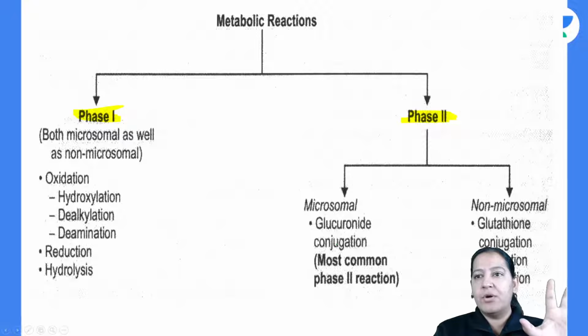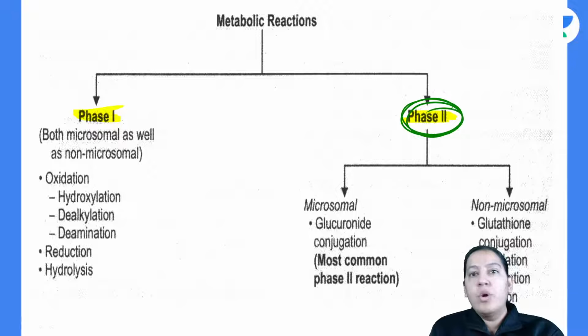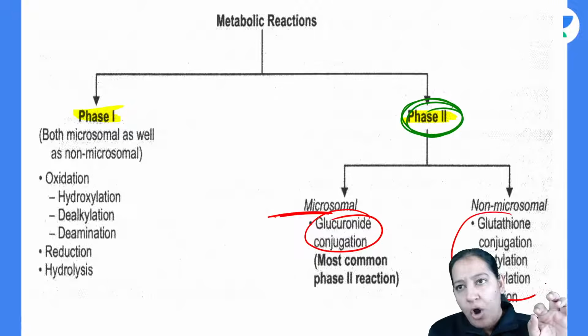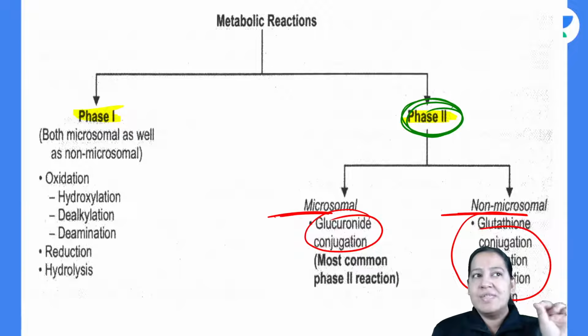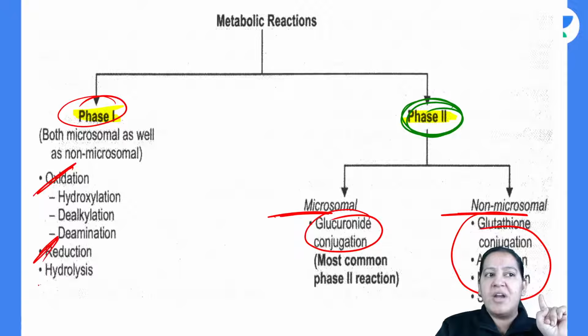Have you got it? Yes or no? So you can see from phase 2, it is only glucuronide conjugation which is microsomal, and all the rest of the conjugations are non-microsomal. Have you seen it? Yes or no? And from phase 1, basically oxidation, reduction, and hydrolysis are microsomal. They are basically both microsomal and non-microsomal, you can say, right?